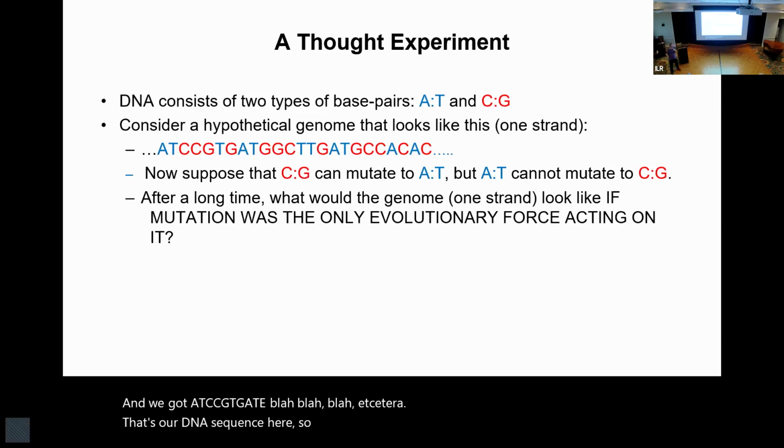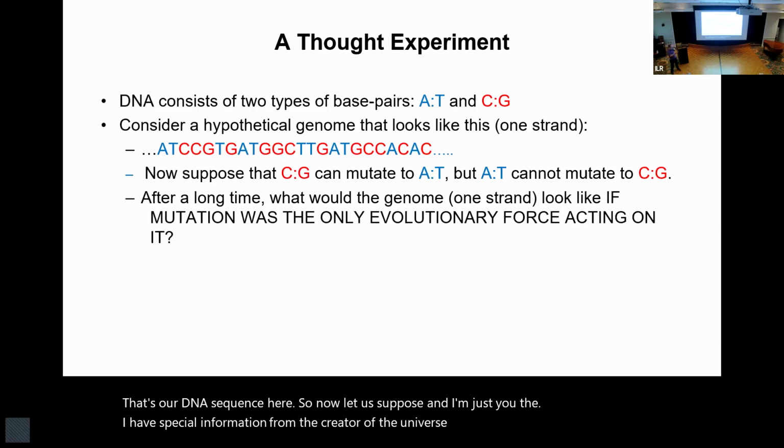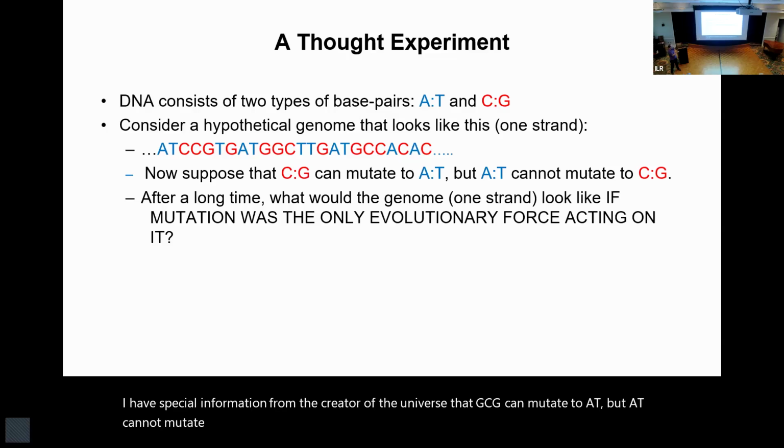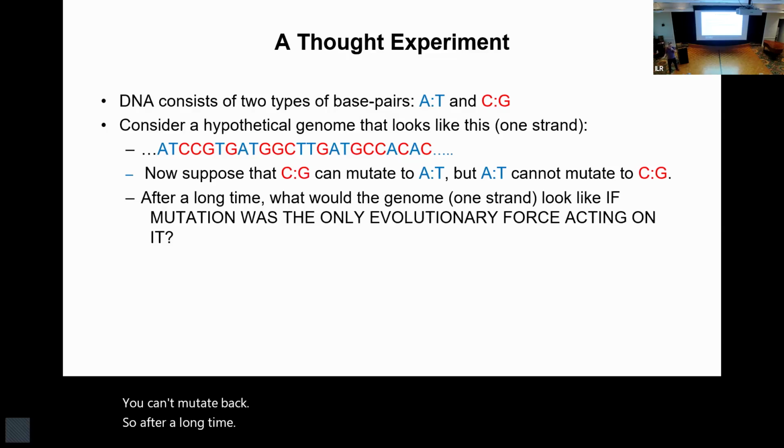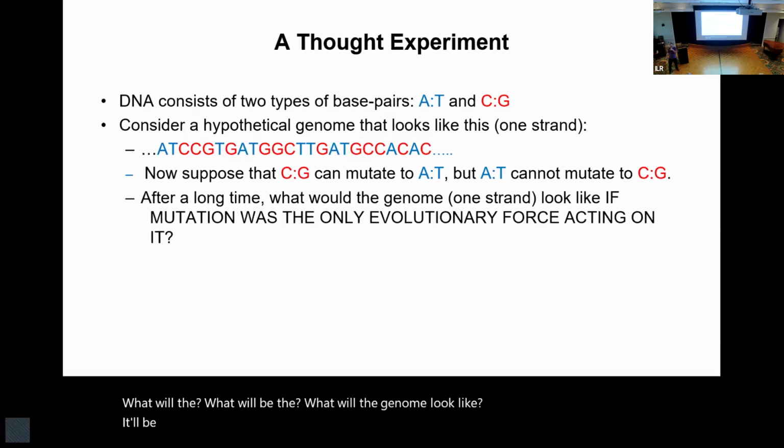So now let us suppose, and I have special information from the creator of the universe, that CG can mutate to AT, but AT cannot mutate to CG, right? So once you are an A or a T, basically you're stuck. You can't mutate back. So after a long time, what will the genome look like? It'll be nothing but A's and T's, yes.